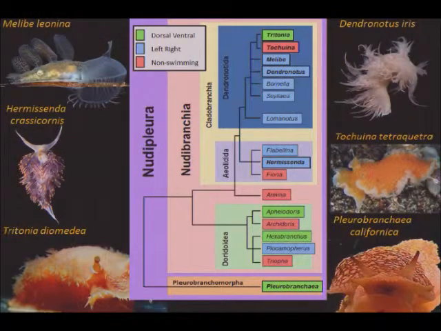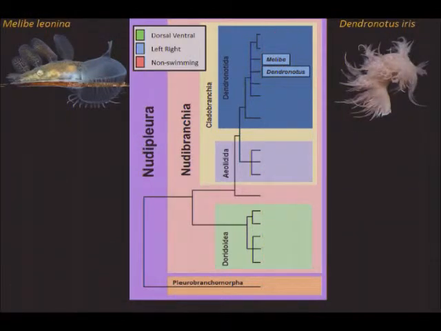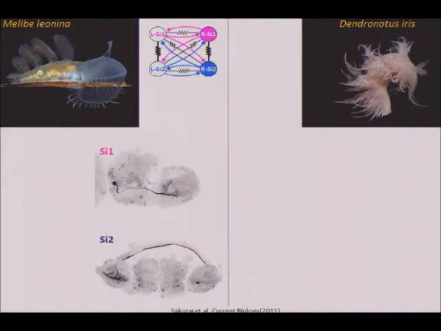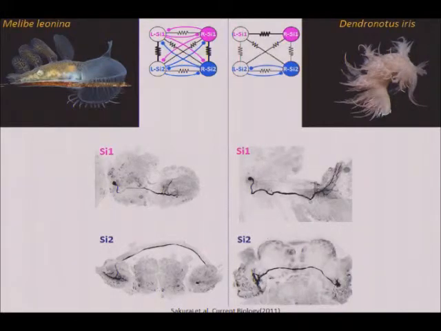Now here's your tree again, and now let's look at Melibe and Dendronotus, which are the most closely related animals that swim with the side-to-side movement that we'll talk about here. As I mentioned before, here's the Melibe swim central pattern generator. This is what these neurons look like. Here's swim interneuron 1, its cell body's here. It has this interesting morphology. Here's swim interneuron 2. It projects through this commissure and has this dendritic branching, this axonal branching. Here's swim interneuron 1 and swim interneuron 2.